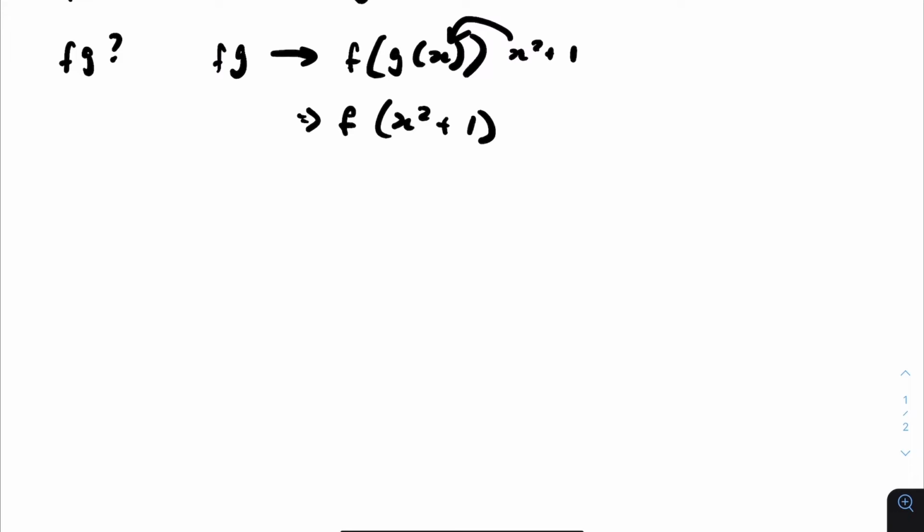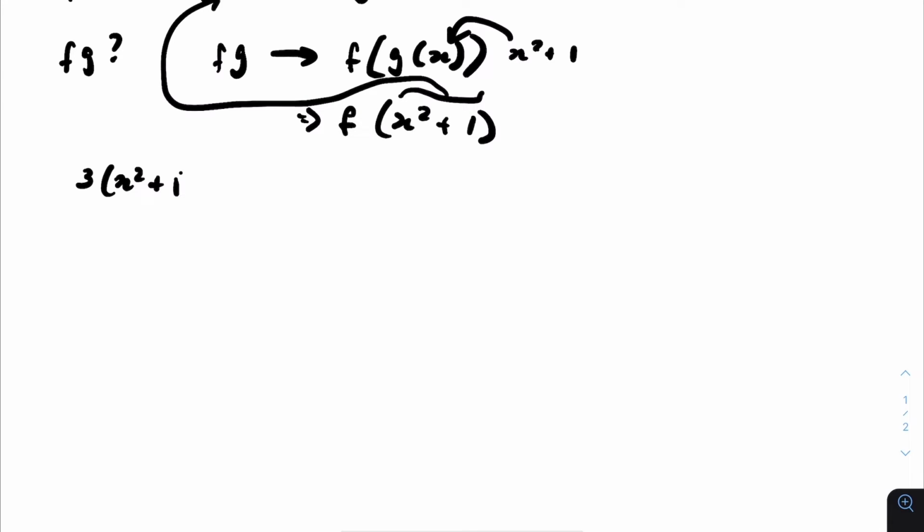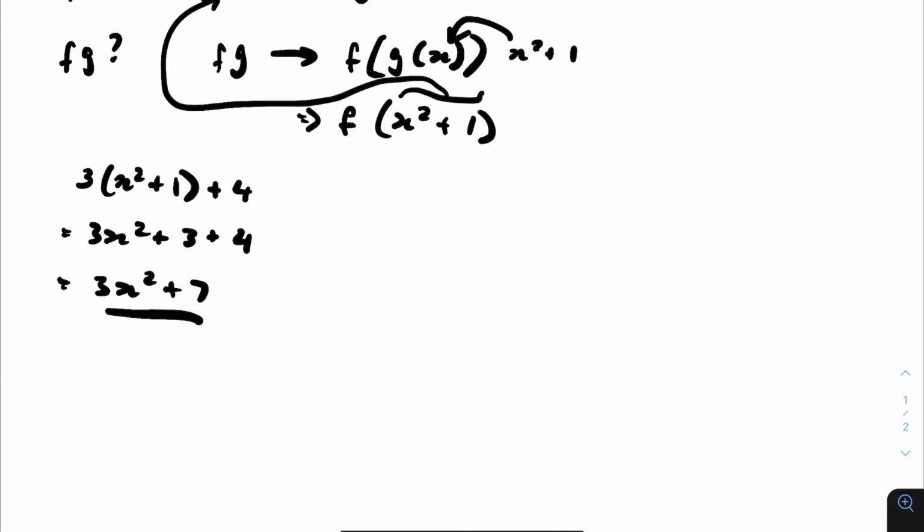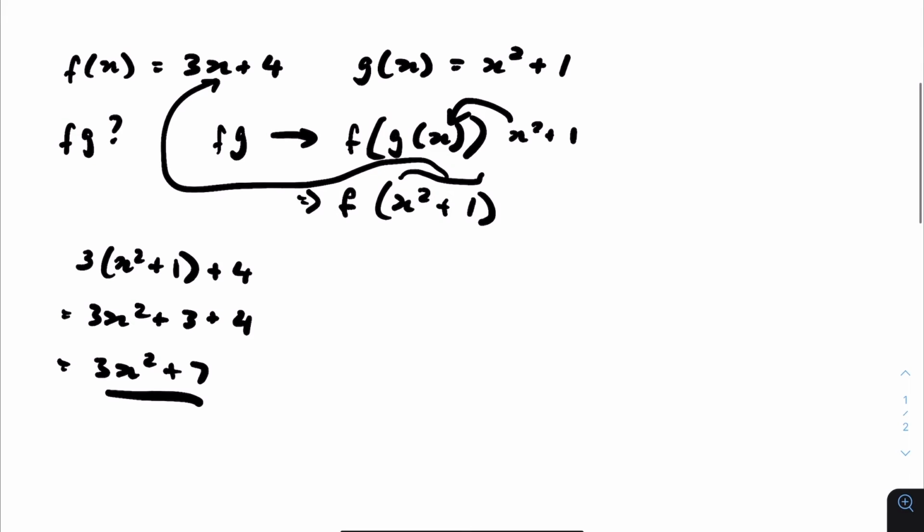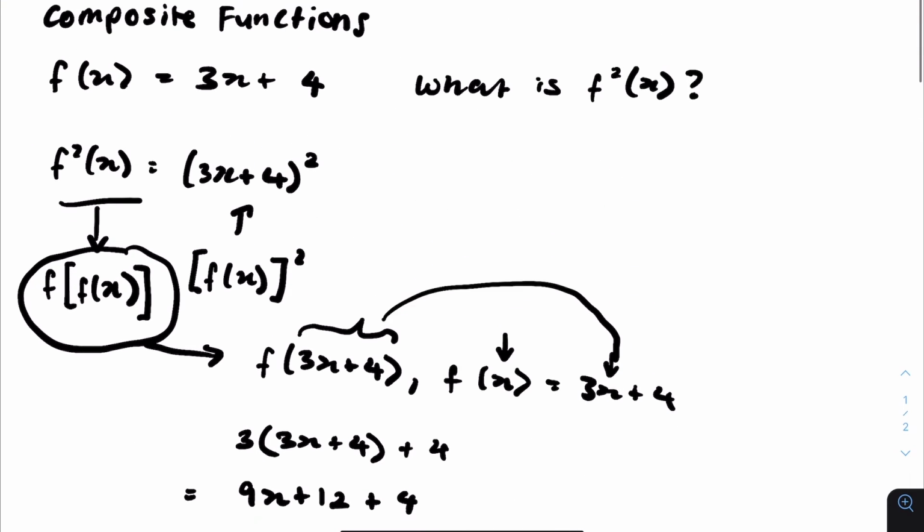And that means we're putting x squared plus 1 in for every value of x that appears in f of x. So this thing over here will get put into here. So we would get 3 times (x squared plus 1) plus 4, which is equal to 3x squared plus 3 plus 4, which is equal to 3x squared plus 7. So we've shown how to get f of g of x, or fg, as it might be denoted in shorthand. This is essentially how composite functions work, putting a function in a function.